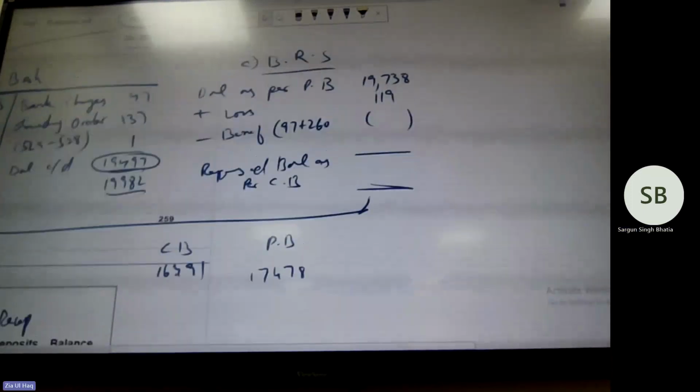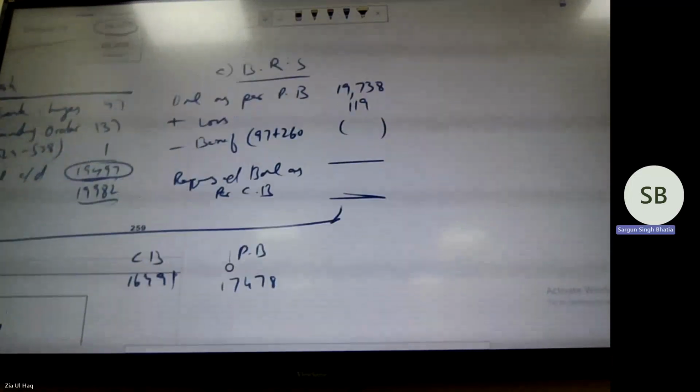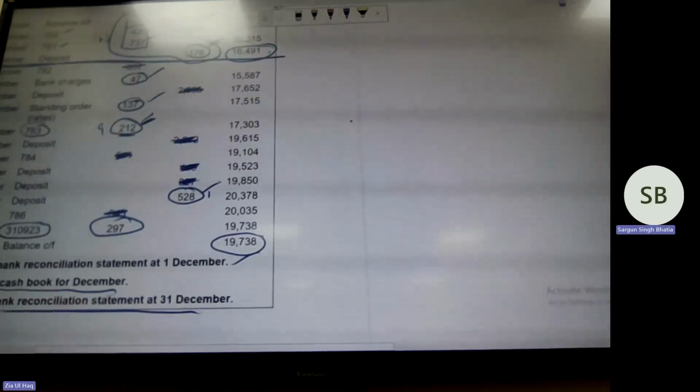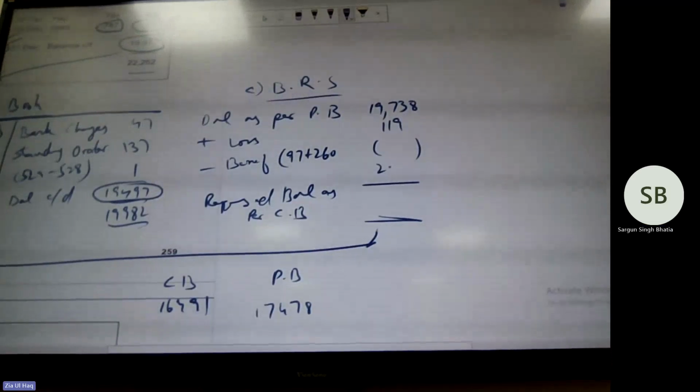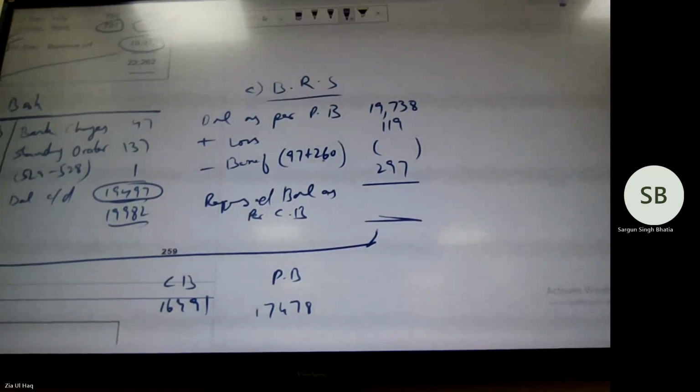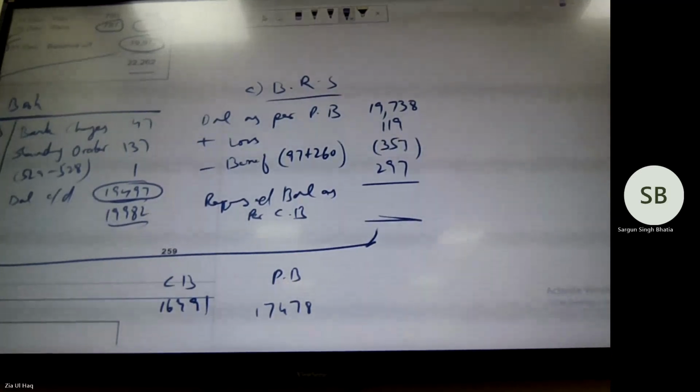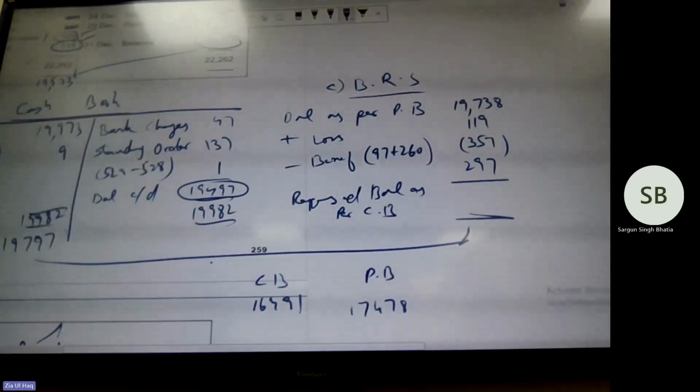Loss should be added with how much amount? How much is the amount? 297. Yes, 297, sir. So 297 we need to record as a positive figure. What's the total of this, 97 plus 260? 357. Now see, is the balance the same as 19,797?